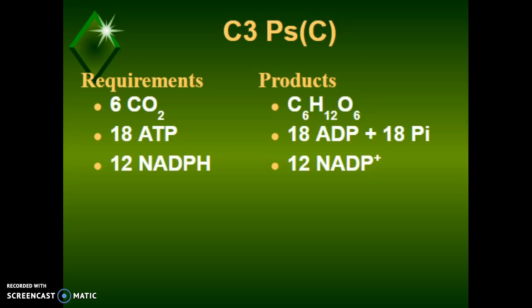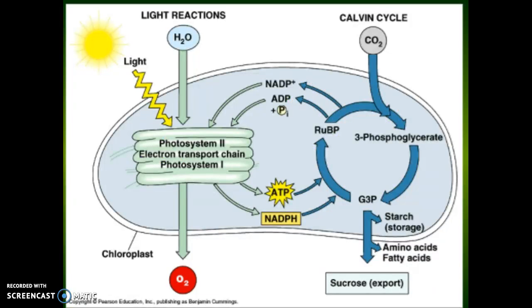So similar to our other slide on requirements and products, C3 or the Calvin cycle, we need carbon dioxide again, we need a bunch of ATP, and we need quite a bit of NADPH. And we're going to make sugar, ADP, and NADP plus. Now that sugar we're going to be able to break down and turn back into ATP, but that's a different process. That's called respiration.